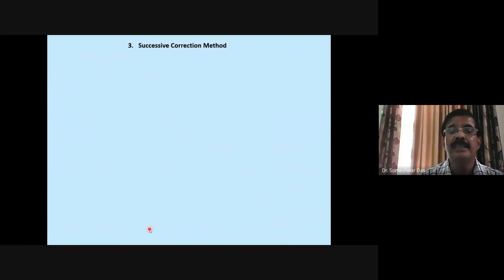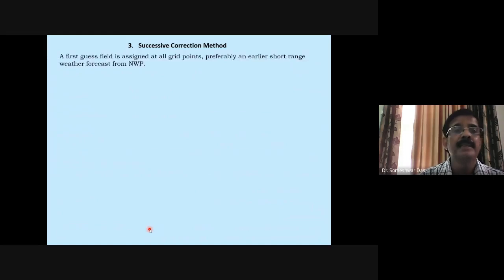The third method is called the successive correction method. The name implies that we successively correct the analysis, which means again an iteration procedure. Okay. A first guess field is assigned at all the grid points, preferably an earlier short range weather forecast from the NWP, as I just explained, the previous 6-hour forecast. Say, for example, if you are doing the analysis at 12 UTC, that means 5:30 in the evening, then the forecast based upon 6 UTC, that means 11:30 in the morning, for 6 hours, that is valid for 12 UTC, is the first guess.